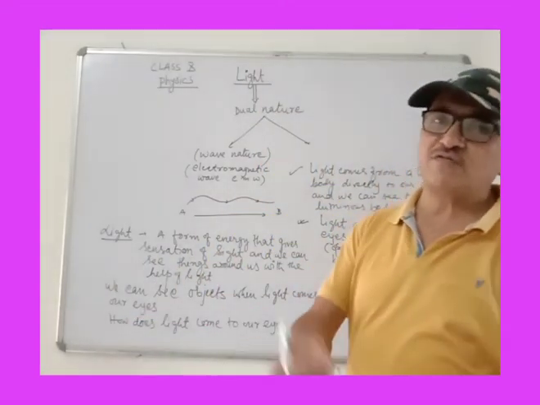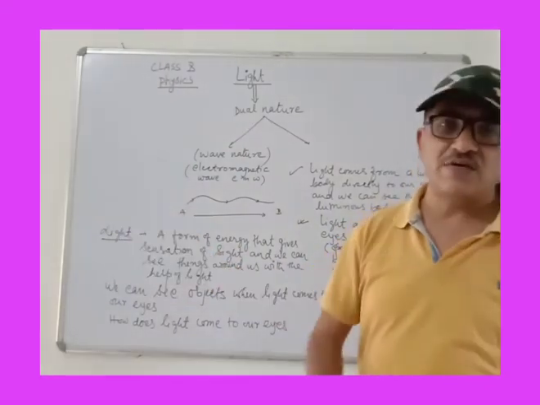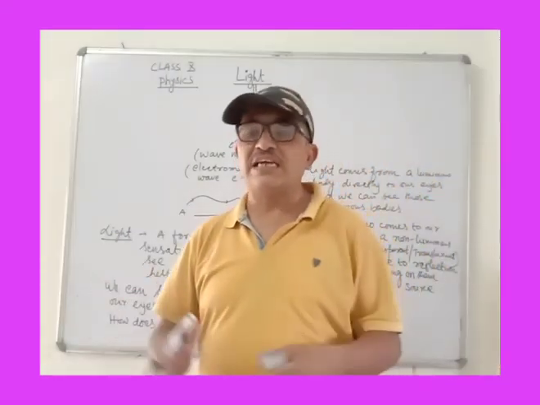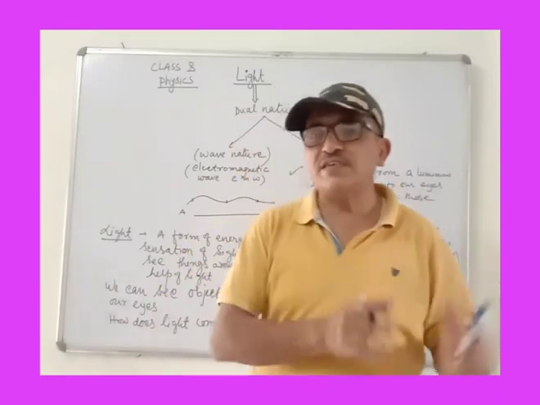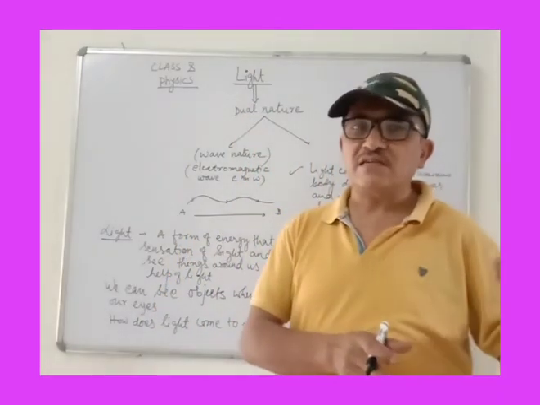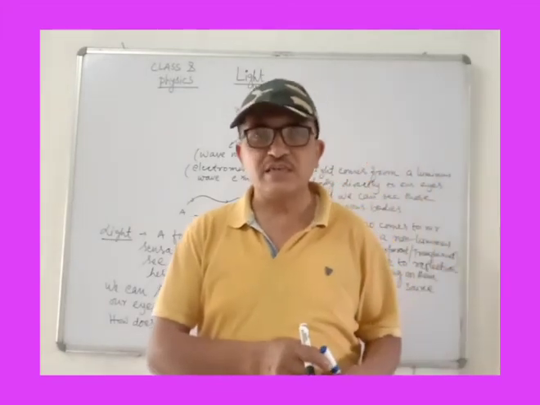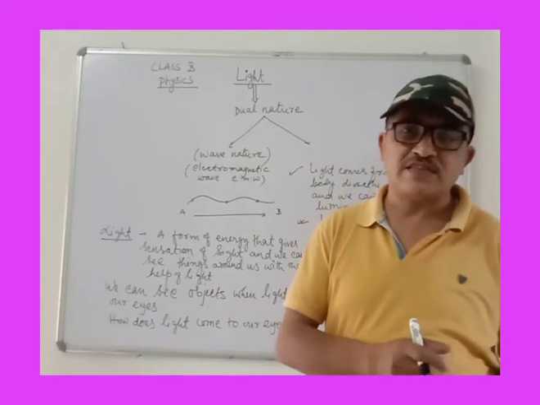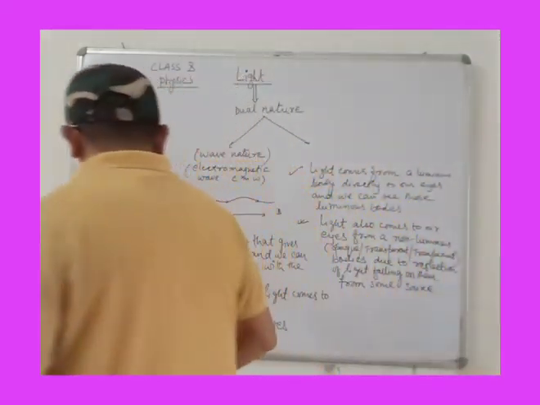But as soon as we switch on the light, we can see the things around us. So that gives us a feeling that to see the objects, either light has to reflect from that object or light has to directly come from the luminous body. Is that clear?